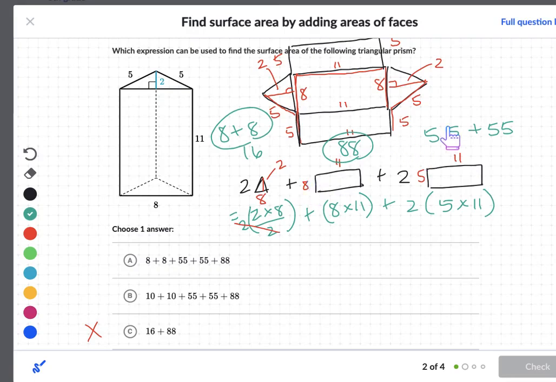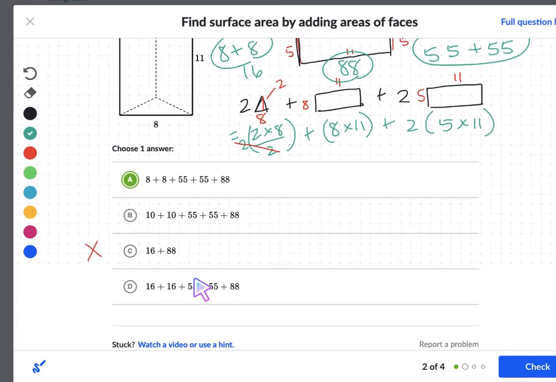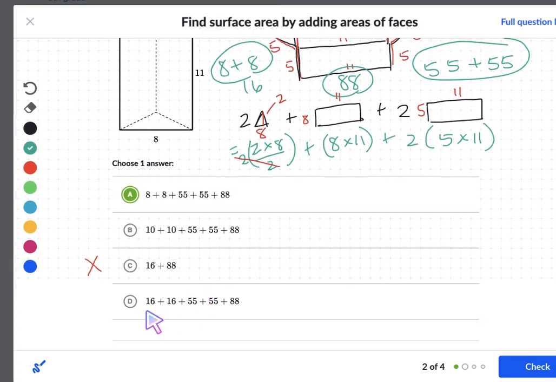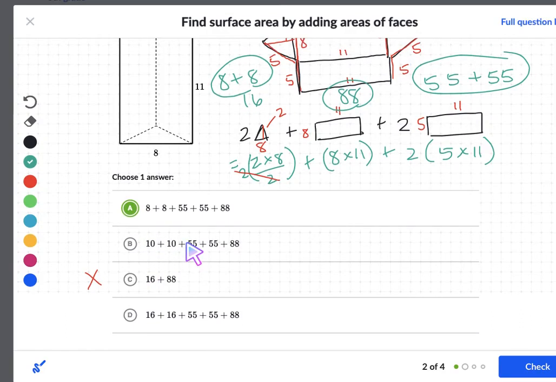Okay. So we should have an 8 and an 8 for the triangles. Okay, that looks good so far. An 88 for the bigger rectangle, and two 55s for the smaller rectangles. Looks like that's good. Oh, see, they had a 16 there. That was 2 of those triangles together, so I separated them back up again. And then, I don't know what this 10 is.